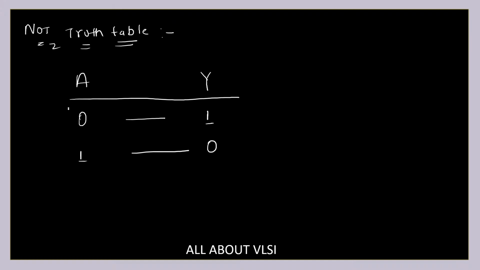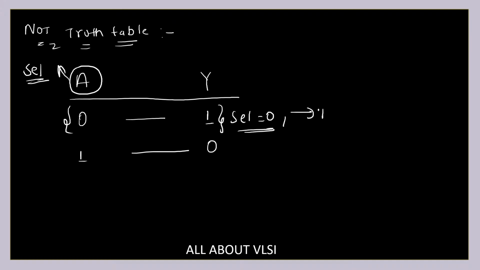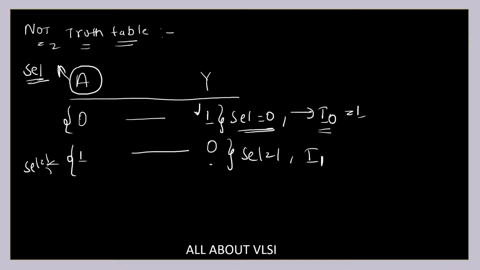So let's say this is my select line. If the select line is equal to 0, we know that we connect I0, and if the select line is equal to 1, I connect I1. So what is the value of I0? I can see it is clearly 1. And what is the value of I1? It is clearly 0.